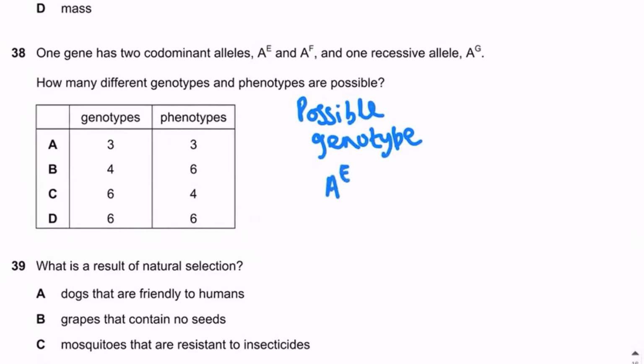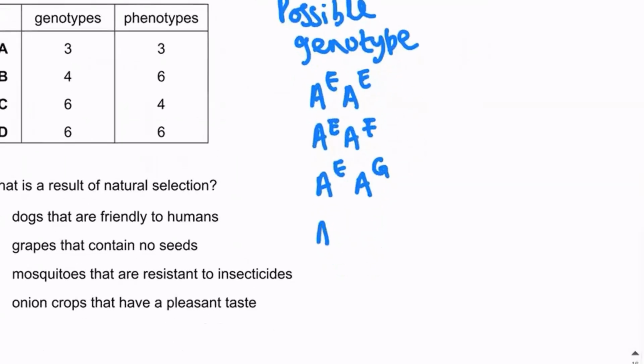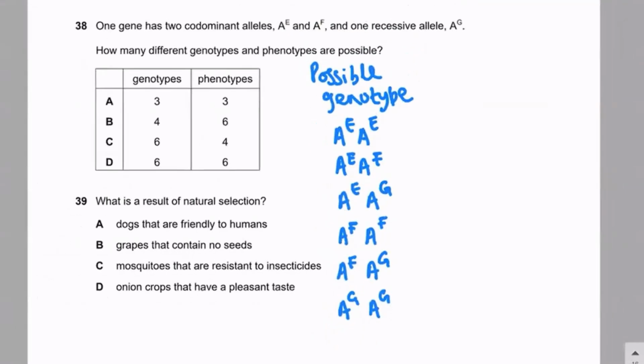Combination could be AE AE. This could be one genotype. Then AE AF. This could be another genotype. Then AE AG. This could be another genotype. Then let's make AF first, AF AF, and then AF AG, and then AG AG. So guys, these are the 6 genotypes which are possible. There are no other genotypes besides these which are possible. So 6 genotypes are possible.